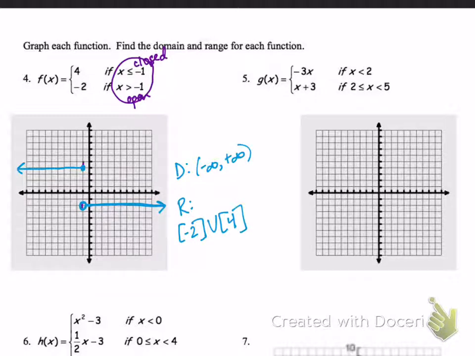Why do we have the union sign? Because it's -2 and, it's like saying and 4. Doesn't the -2 have parentheses since it's an open circle? But it's also closed circles all here. So these are all closed on the same horizontal plane.